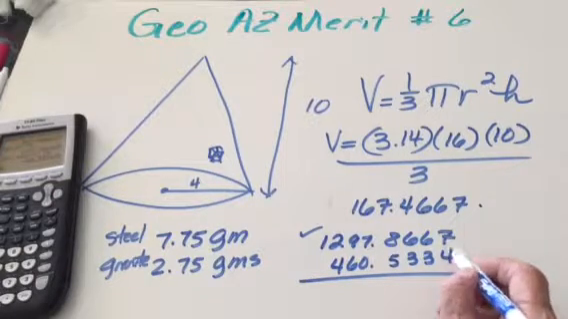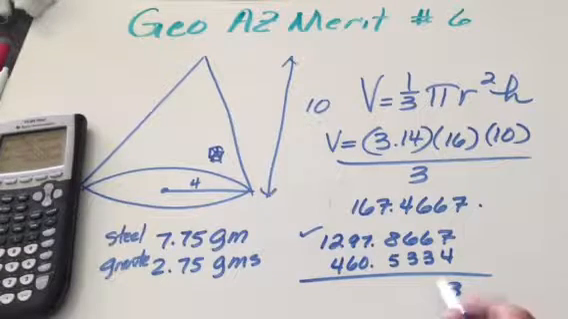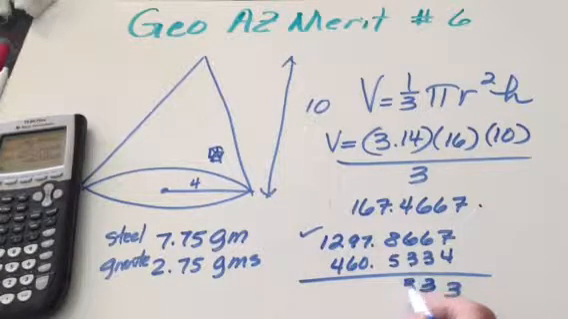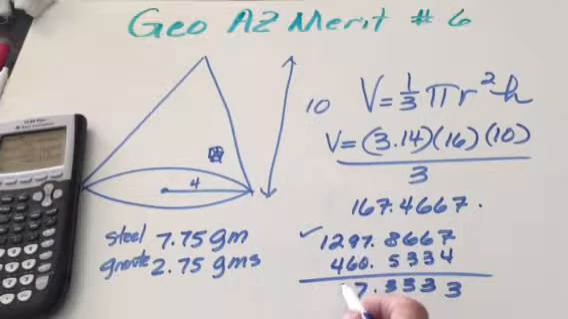All right, so we'll subtract. 7 take away 4 is 3. 6 take away 3 is 3. 6 take away 3 is 3. 8 take away 5 is 3. 7 take away 0. 9 take away 6. And 12 take away 4.